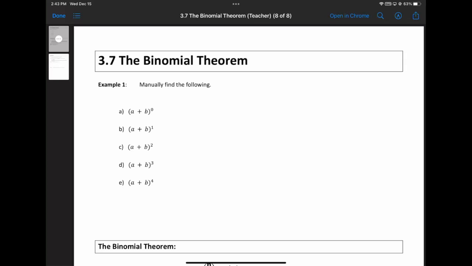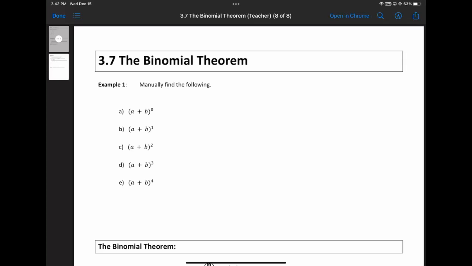So what we're going to do is just take a look at a bunch of binomials. I'm going to use a generic a plus b, but this works for any binomial. And I'm going to put it to different exponents, from 0 to 4. I could keep going if we wanted to, it just becomes a little bit more time consuming and lengthy to write out. But for our purposes, this is good enough.